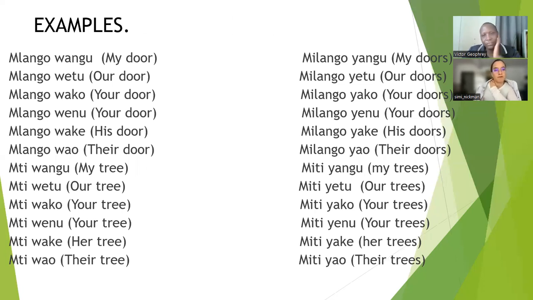Can you read this sentence? Mlango wangu. Yes. In the plural? Milango yangu. Mlango wangu: mlango is in the singular, so wangu takes w. But when the noun changes into plural, milango, you put y. Milango yangu. You cannot say milango wangu; you say milango yangu. My door and my doors. Mlango wetu, milango yetu.